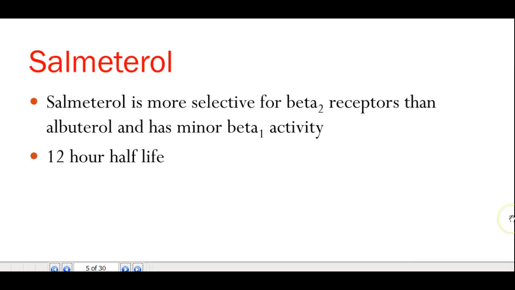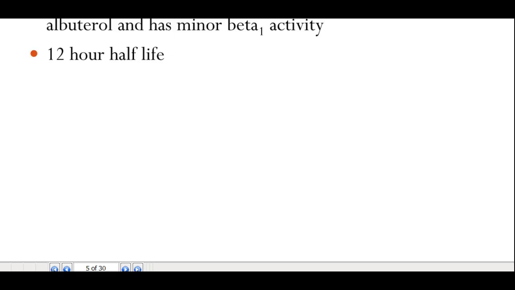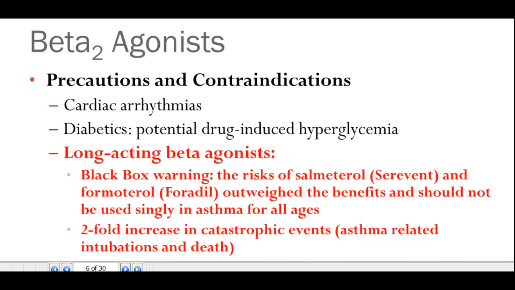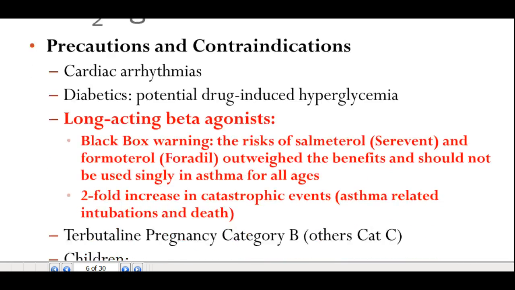Salmeterol is your selective beta-2, the long-acting, has a 12-hour half-life. And then other beta-2s. So mostly we have your precautions and your contraindications. You have your cardiac arrhythmias. Your diabetics need to watch this. It can cause some hyperglycemia. And your long-acting beta-2, it has that lovely black box warning on it.